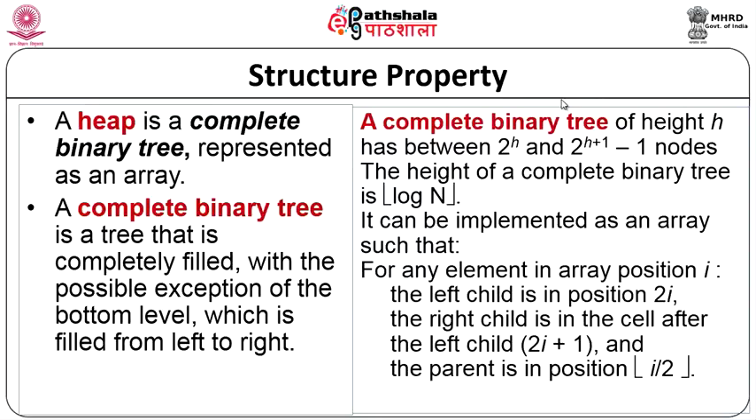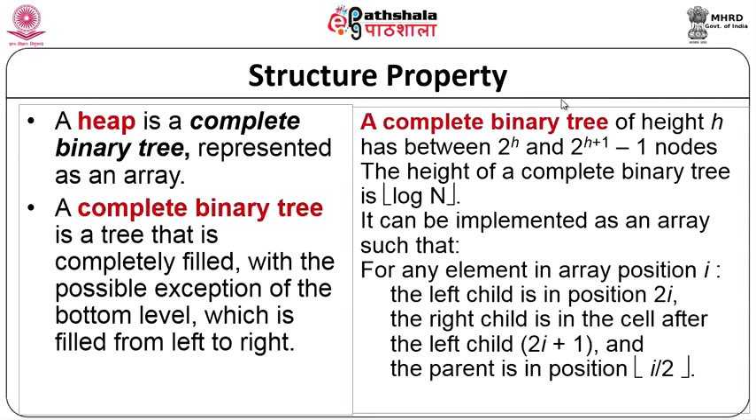So, what we are trying to say here is you have an array, and if you have a node at the ith position, remember, this is a binary tree. The left child will be at 2i and the right child will be at 2i plus 1, and the parent will be at i by 2, the floor of i by 2. For example, the parent of the node at 3 will be 3 by 2, that is 1, and for 4, 4 by 2, the parent will be 2. Now, that is the structure property.